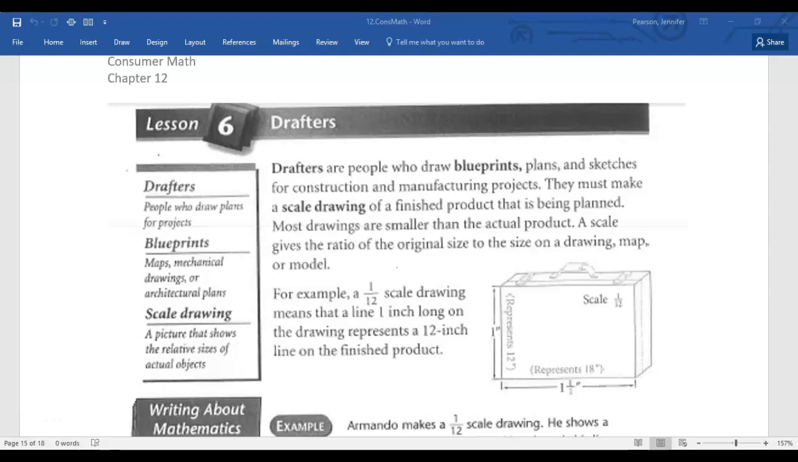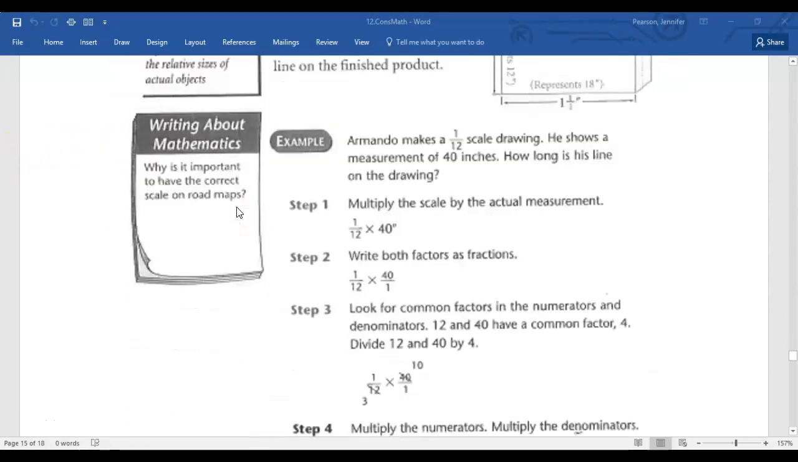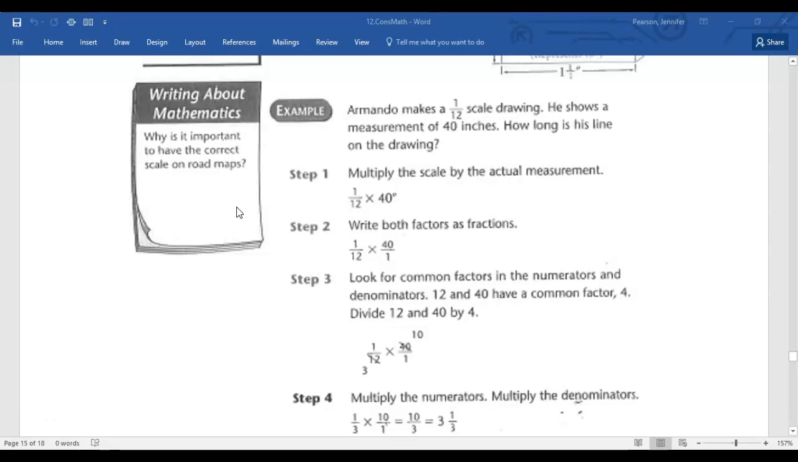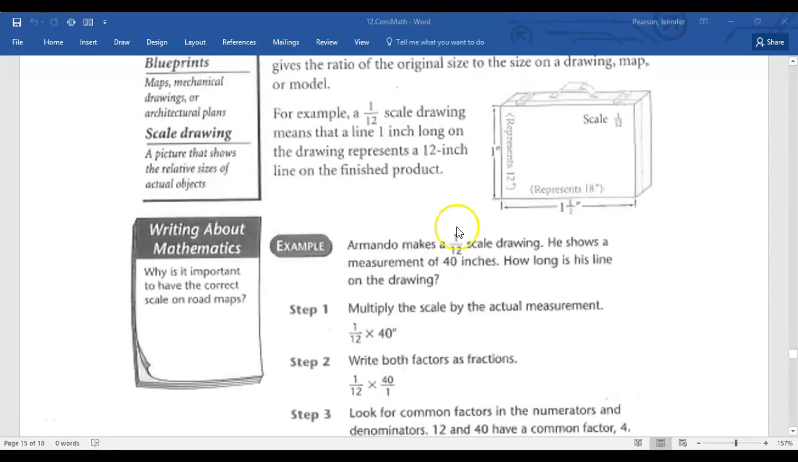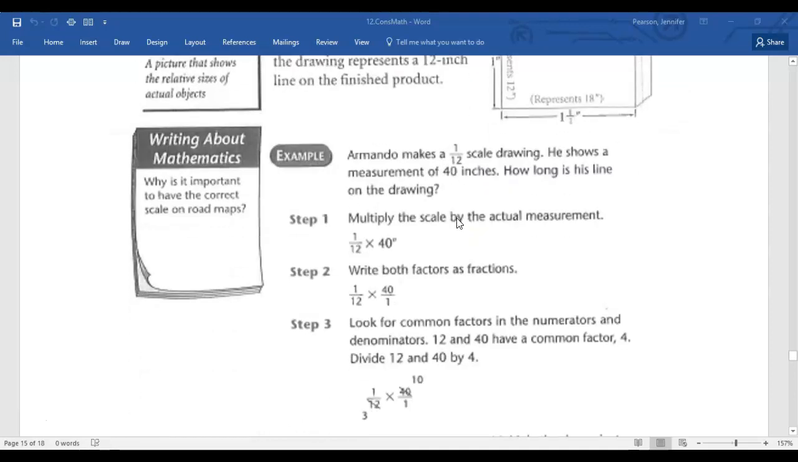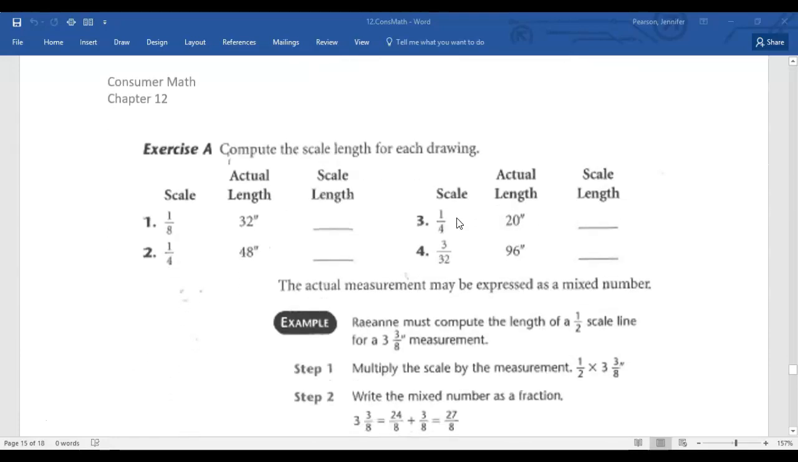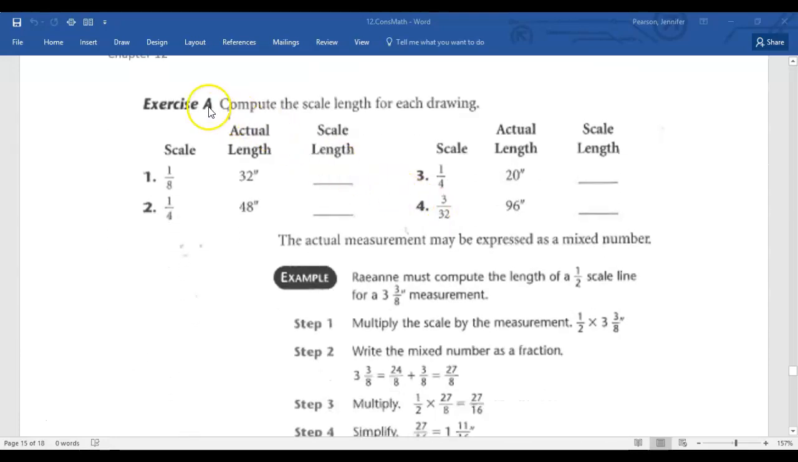Hello, we're going to be going over Consumer Math Chapter 12, Lesson 6. So the section is talking about math that carpenters might have to do in their real-life jobs when they are reading blueprints or scale drawings and then have to convert those into real-life sized objects. So the first exercise says compute the scale length for each drawing.